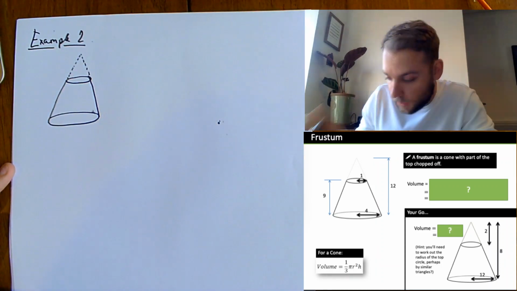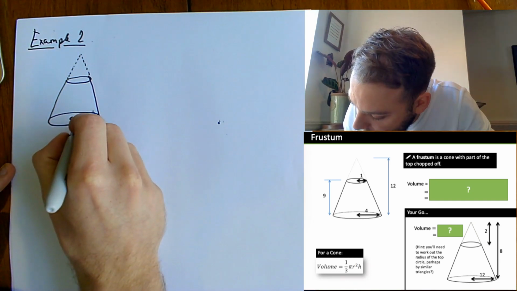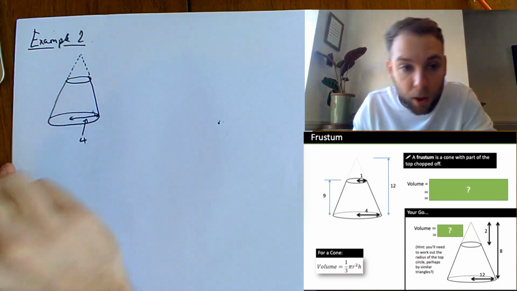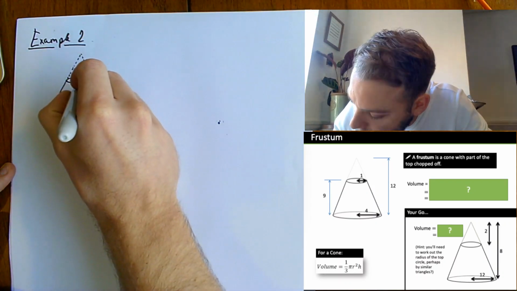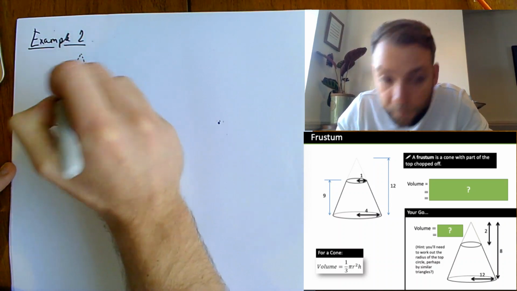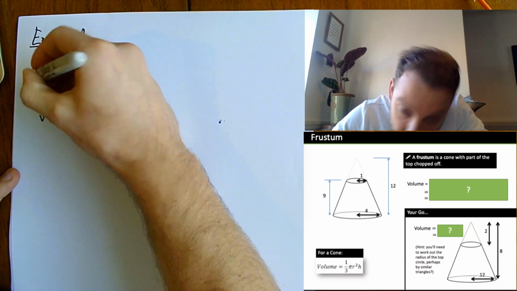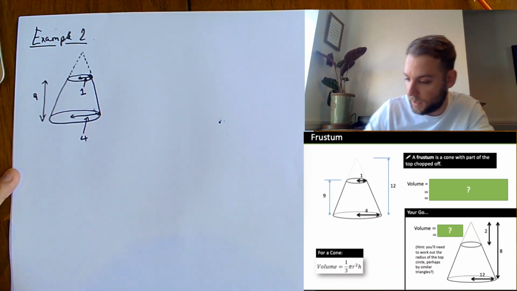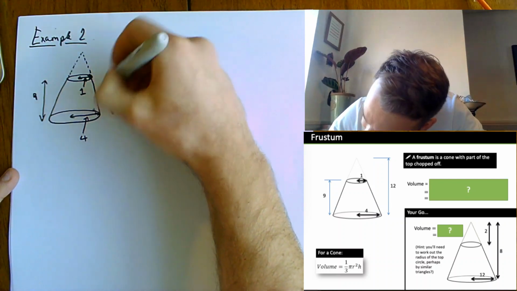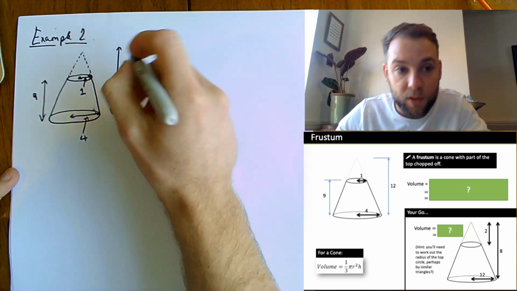Okay, we've got a radius here, which is 4 on the bottom. We've got a radius of this one, which is 1. We've got this height here, which is equal to 9. That's of the frustum here. And we've got this vertical height here, which is 12, which would be 12 of the whole thing.